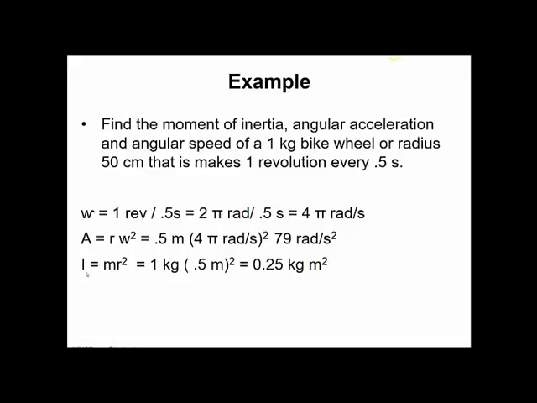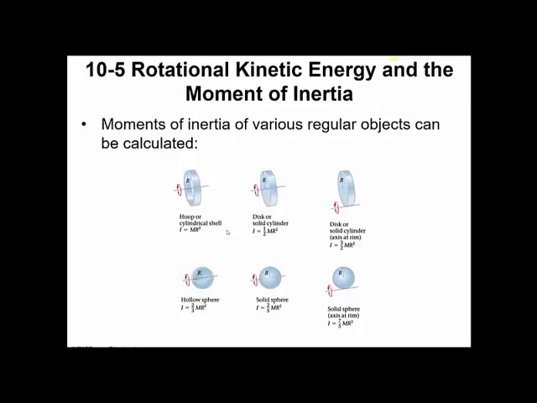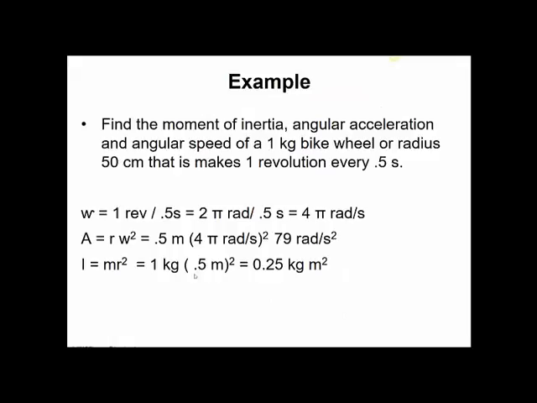And I is going to be, because I go back to my picture here, it's a hoop, so it's mr squared. So I is going to be 1 kilogram times 0.5 meters squared, or 0.25 kilograms times meters squared.